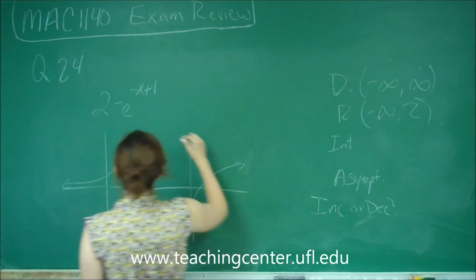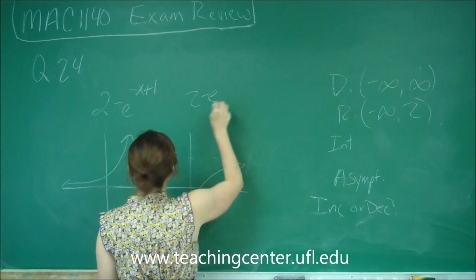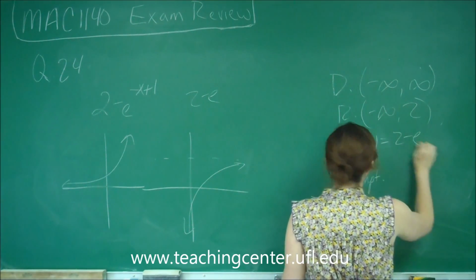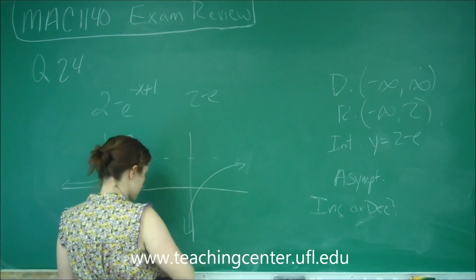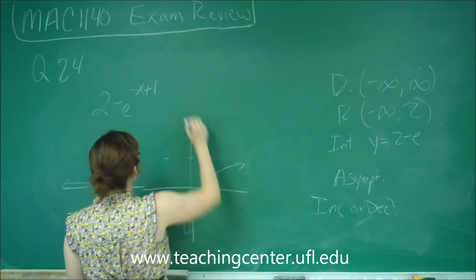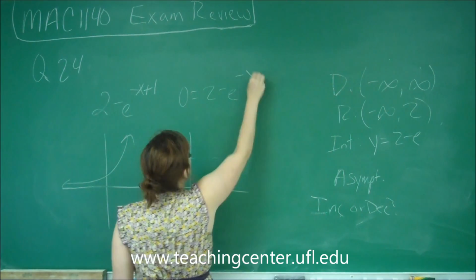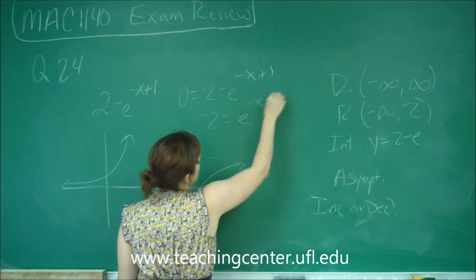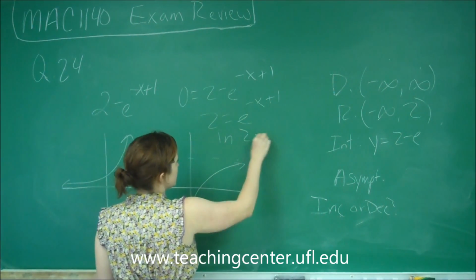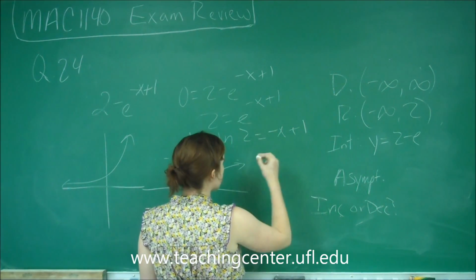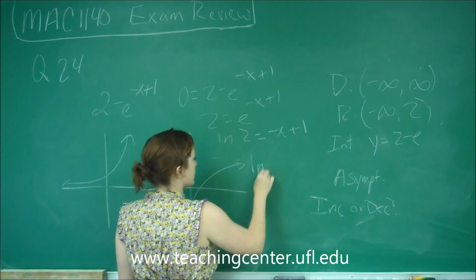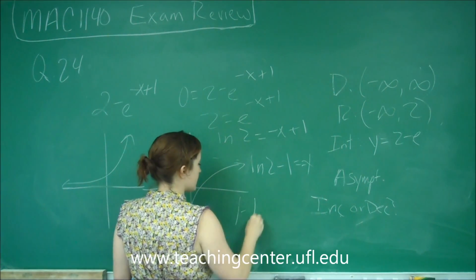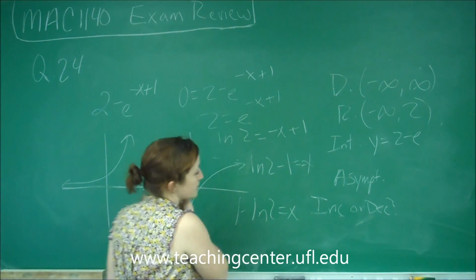Our intercepts: when x is 0, that's our y-intercept. It's equal to 2 minus e. And when y is 0, we set this equal to 0, so we get 0 is equal to 2 minus e to the negative x plus 1. So we subtract 2 and divide by a negative, so we get 2 is equal to e to the negative x plus 1. Take the ln of both sides, so you get the ln of 2 is equal to negative x plus 1. And you subtract 1, so you get ln of 2 minus 1 is equal to negative x. And then you divide through by negative, so you get 1 minus ln of 2 is equal to x. That's your x-intercept.